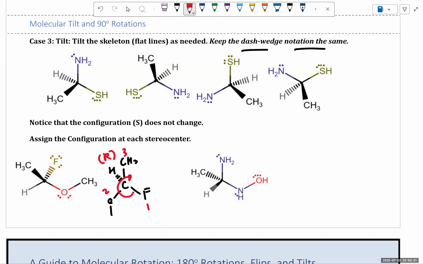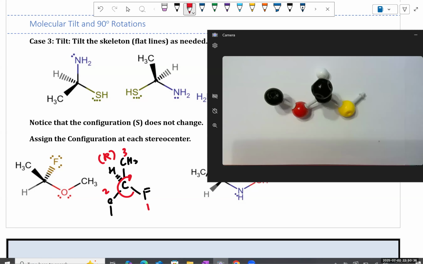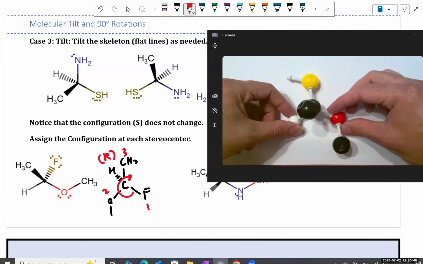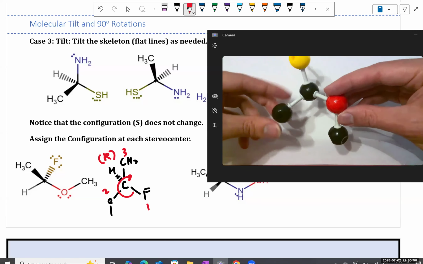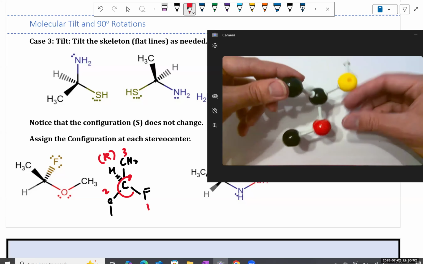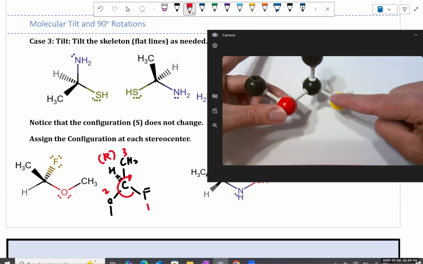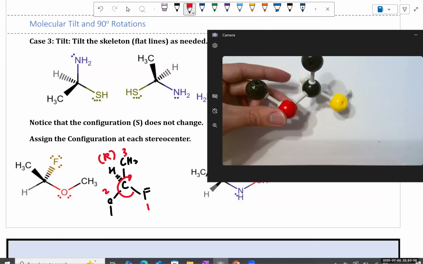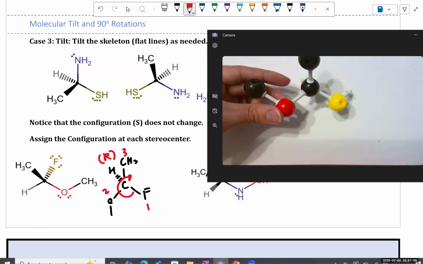This in turn gives us an R stereocenter. Again, just to show this rotation, here's our initial state. We rotate it so the hydrogen's in the back. And from here, we trace from highest to lowest priority. That moves clockwise, and thus this is an R stereocenter.